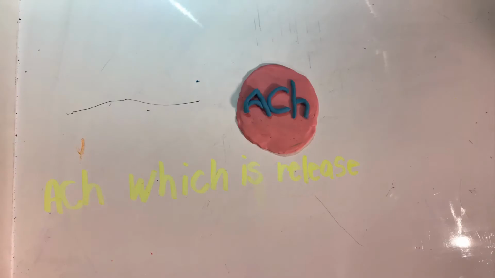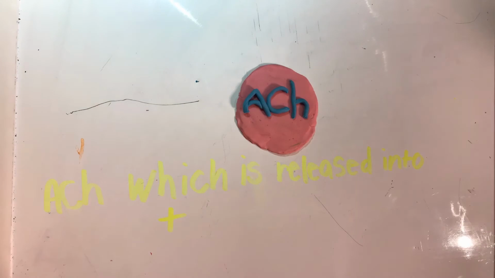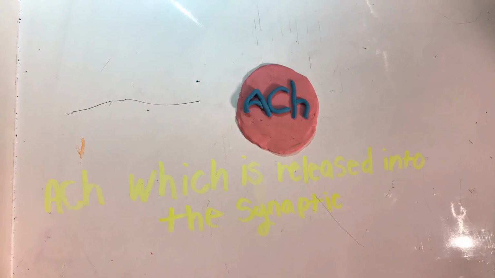Acetylcholine can either be excitatory or inhibitory. Generally, though, it is excitatory, meaning it will cause depolarization in the next cell.